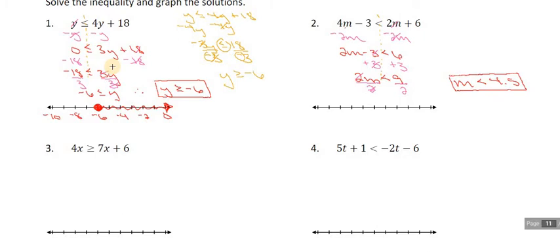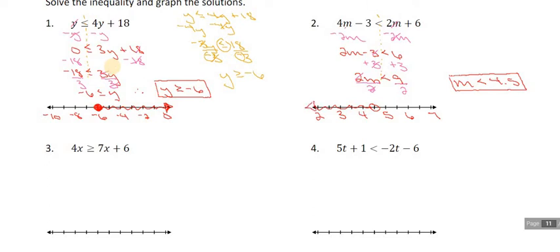So I need to go halfway between 4 and 5, so we can kind of do a skip. So 4, skip 1, 5, skip 1, 6, skip 1, 7. Let's backtrack. So we're going to have an open circle on 4.5 and shade to the left. Bad little arrow there. There's another bad arrow.